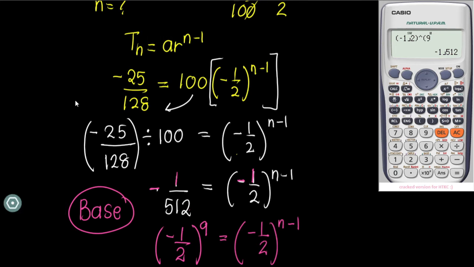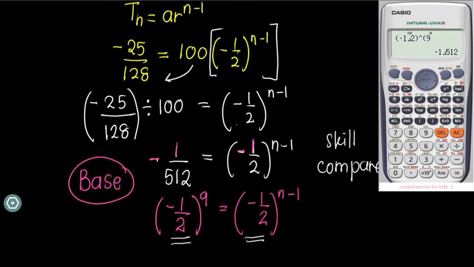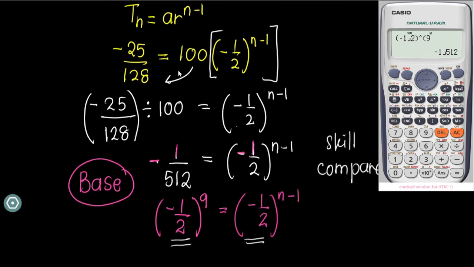So what you must do here is, this is where most students compare. You need to compare. This is a skill. Please make sure you learn this skill very well, comparing. Compare the left hand side and the right hand side. Which one do you need to compare? Here and here are the same already. These both here are the same already. So you need to compare the index. So 9 equals n minus 1.